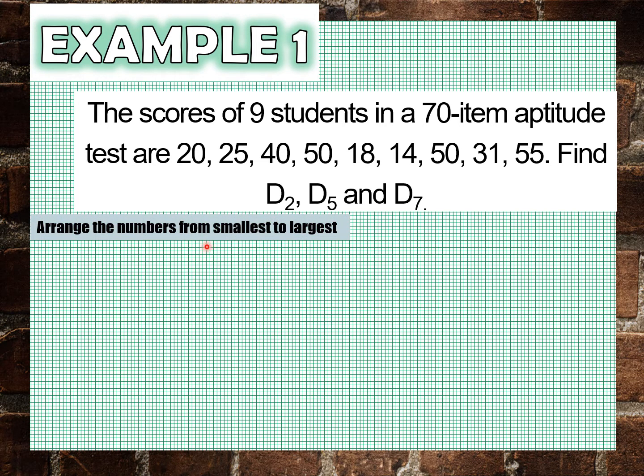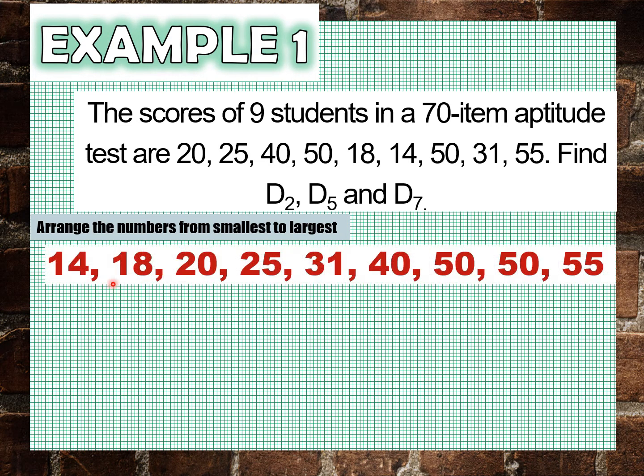So first, we need to arrange the numbers from smallest to largest, which are this one, naka-arrange na siya. Careful sa pag-arrange. So let's start solving for D sub 2. But first, we need to identify the value of n, which is equal to 9, dahil 9 students yung involved.